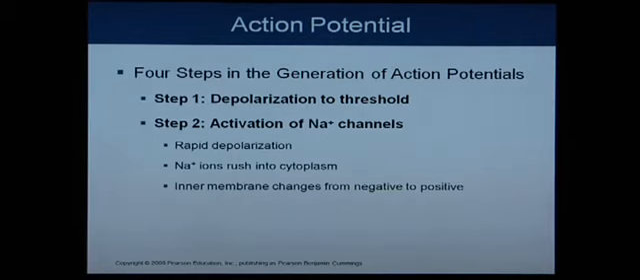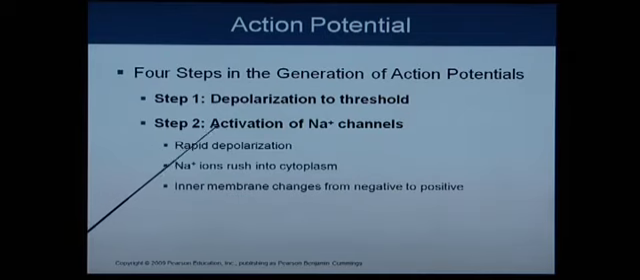Okay? So 4 steps in the generation of an action potential. So we're going back, okay? Step 1, depolarization to threshold. Threshold's kind of a sweet spot. It's a magic area. We want to get to threshold. If we get to threshold, contraction is imminent. It will happen. Or the action potential is imminent. It will happen. Okay? So threshold is our checkpoint.